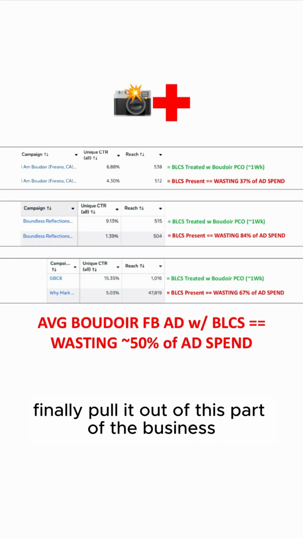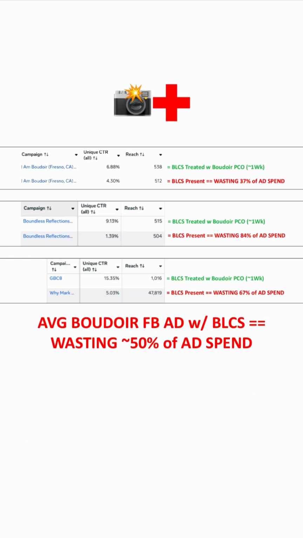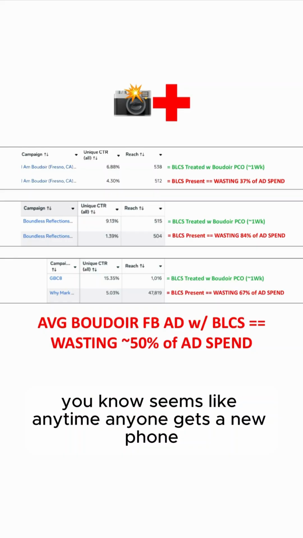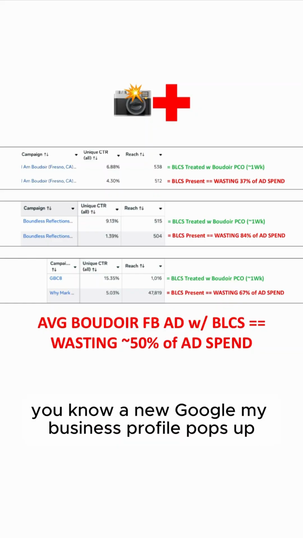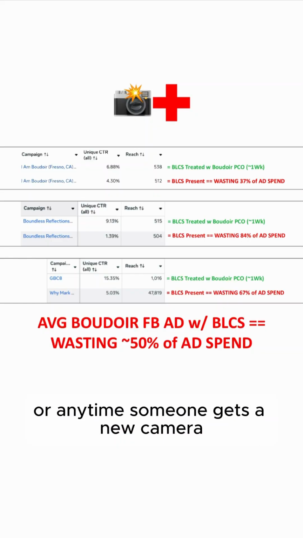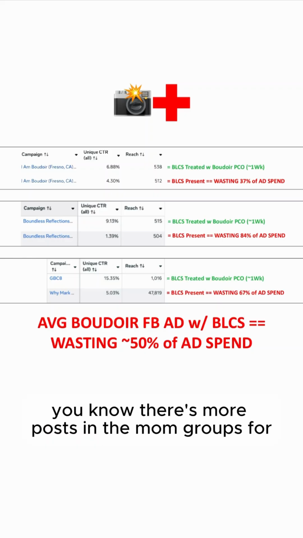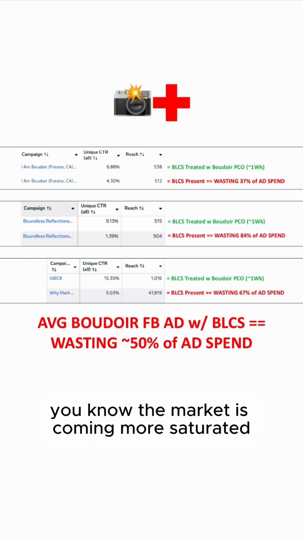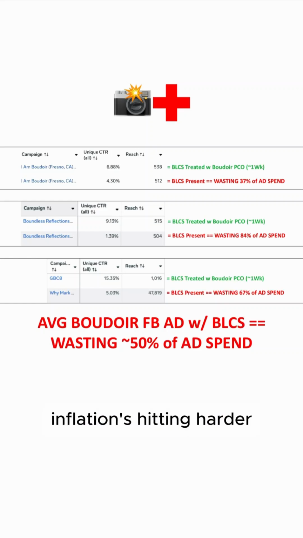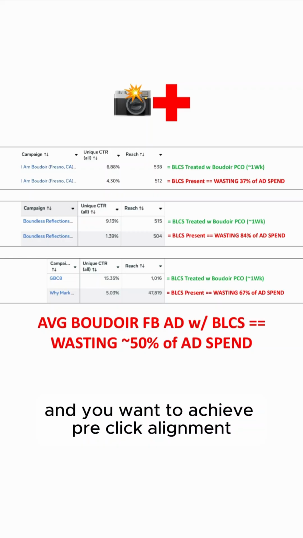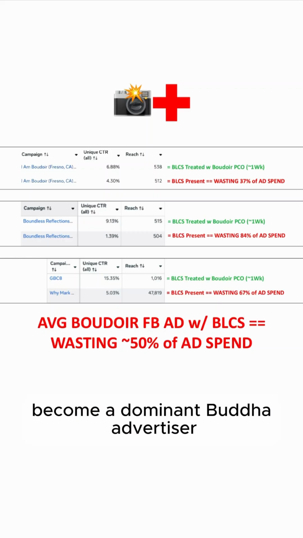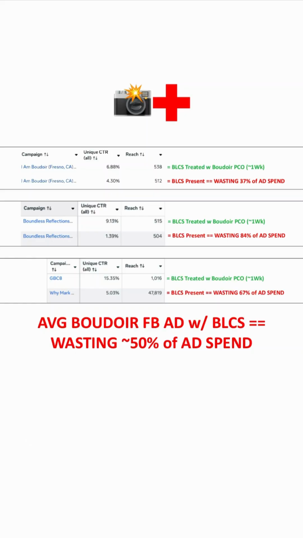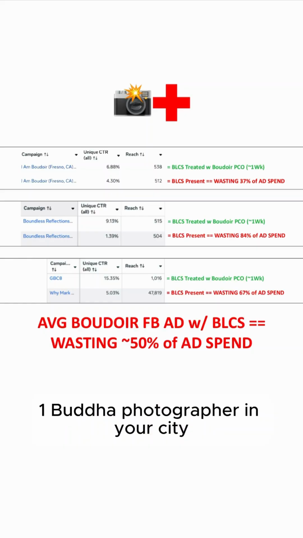You decide you're ready to finally pull it out of this part of the business because you see more women joining. You know, seems like anytime anyone gets a new phone, you get more boudoir photography. A new Google My Business profile pops up, or anytime someone gets a new camera, there's more posts in the mom groups for the $50 shoots. So the market is becoming more saturated. Inflation's hitting harder. You want to pull more money out of the business, make it more efficient, and you want to achieve pre-click alignment, become a dominant boudoir advertiser, activate Boudoir brain entry boost, and be on your way to becoming the #1 boudoir photographer in your city.